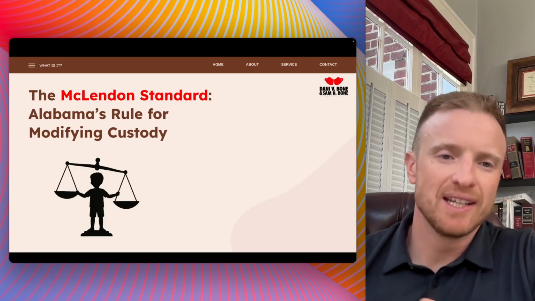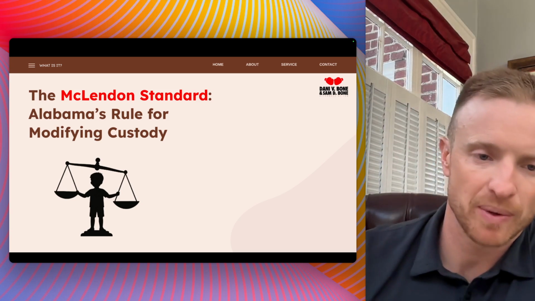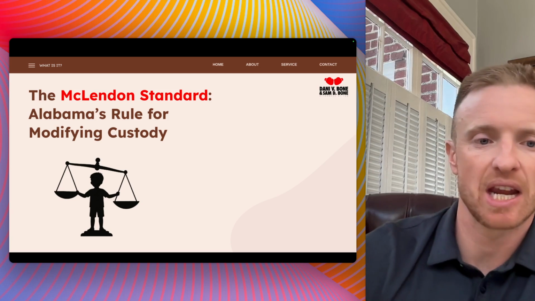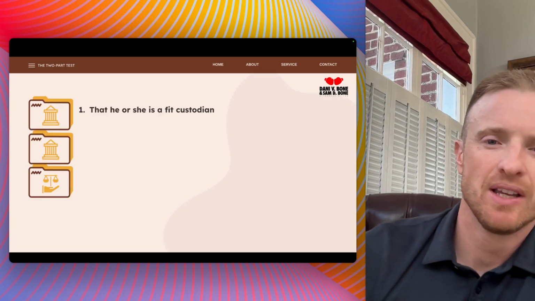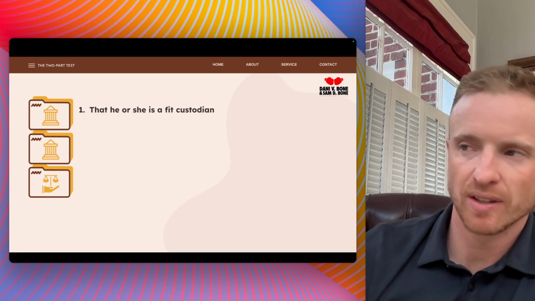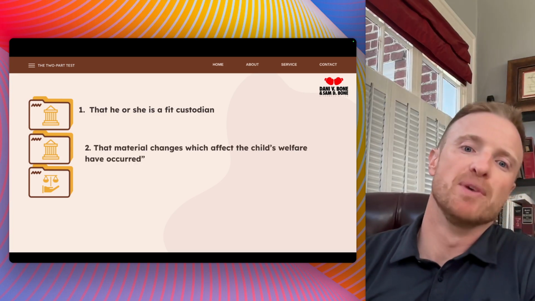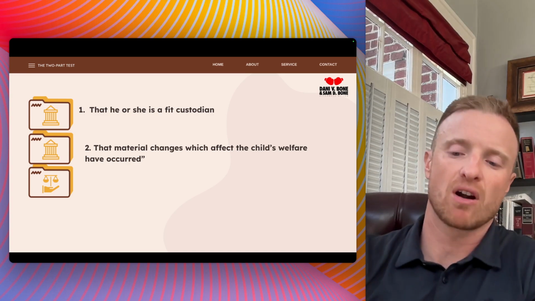So the McClendon standard, what I'm going to go over here is when we already have a designated primary custodial parent and we're trying to change that. This is the standard that the judges have to go by. So number one, you've got to prove that you are a fit custodian, that you're capable of taking care of the children. Number two, that material changes which affect the child's welfare have occurred.